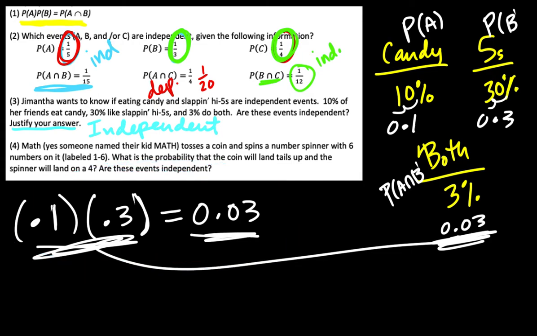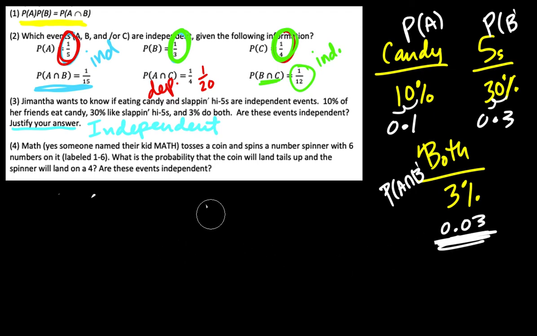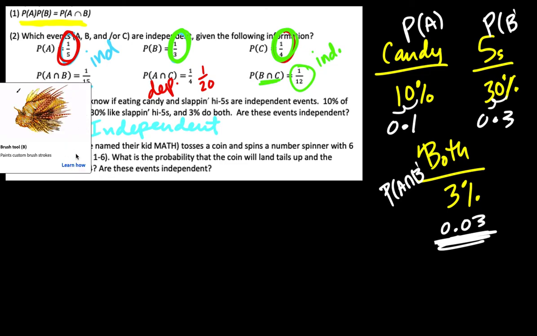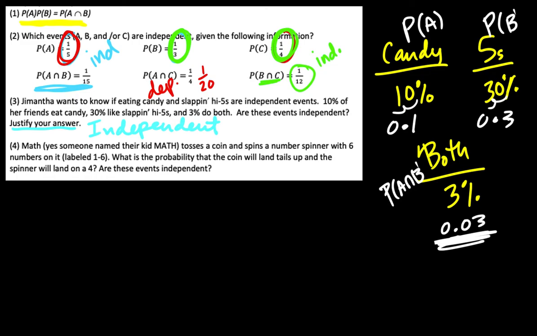Okay, we have one more. Okay, so we're looking at number 4 right now. It says Math. Yes, someone named their kid Math. Tosses a coin and spins a number spinner with 6 numbers on it, labeled 1 through 6. So we could also think of it just like a dice, essentially. What is the probability that the coin will land tails up and the spinner will land on a 4?